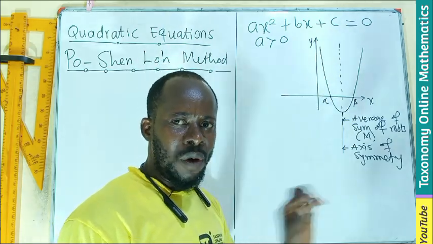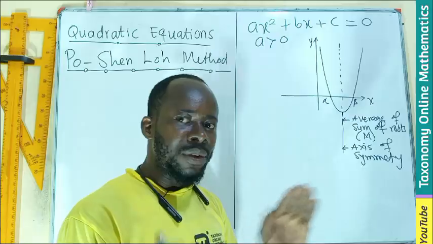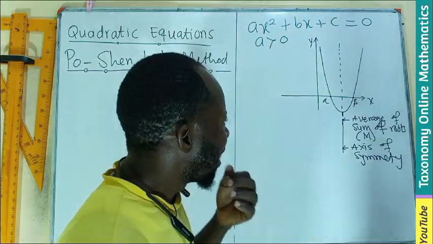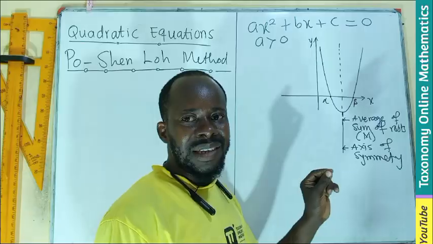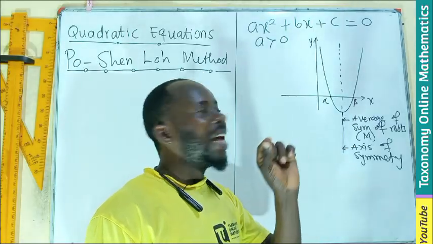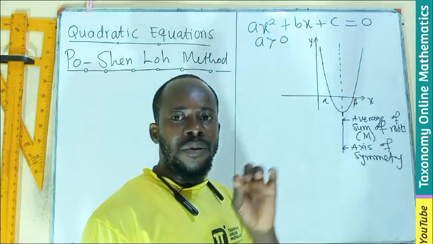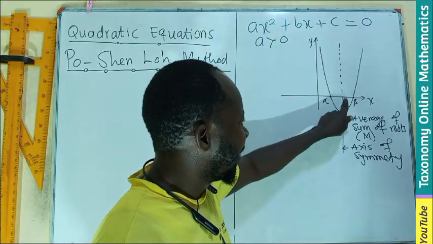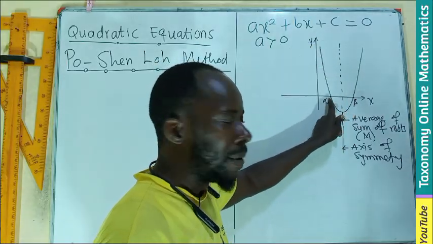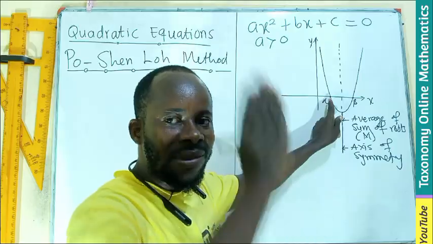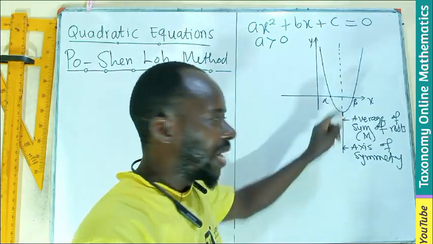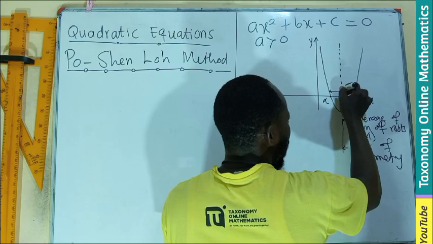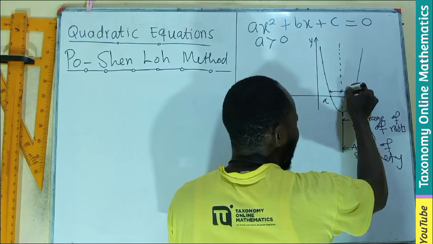What is the average of two numbers? It is the addition of the two numbers divided by 2. That's the concept. Now, how important is knowing the average of the sum of the roots? Remember, this line here is just in the center of the two of them, making the graph symmetrical. It means that whatever distance I have here will be the same distance here.